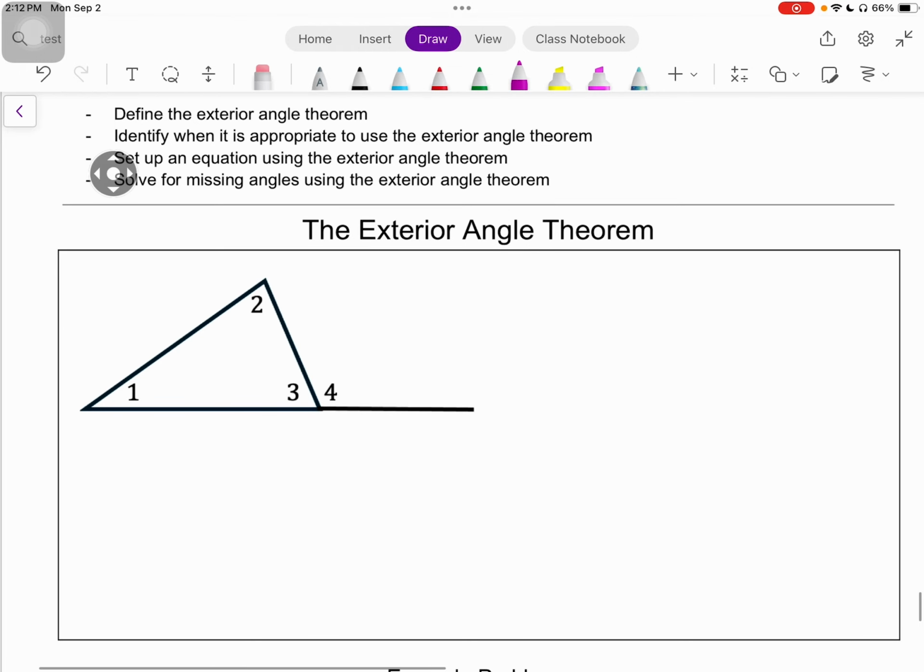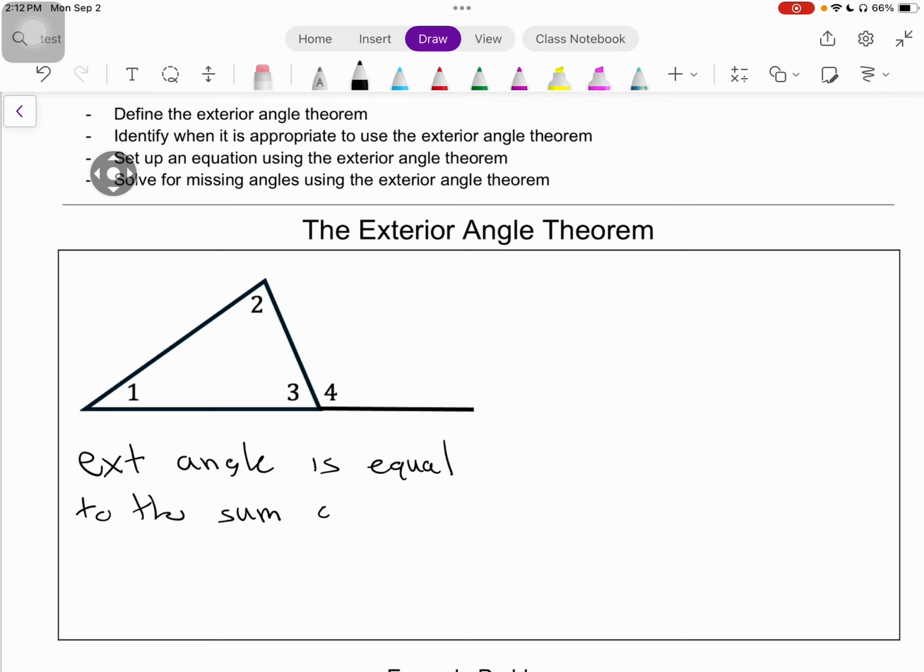So the exterior angle theorem states that the exterior angle is equal to the sum of the remote interior angles. That's the two remote interior angles.